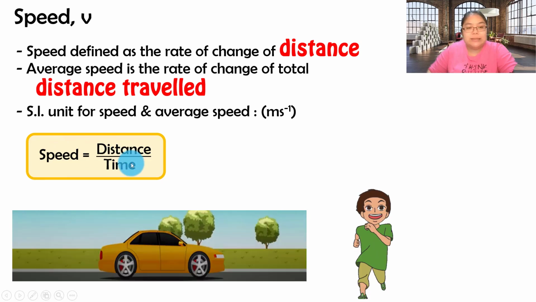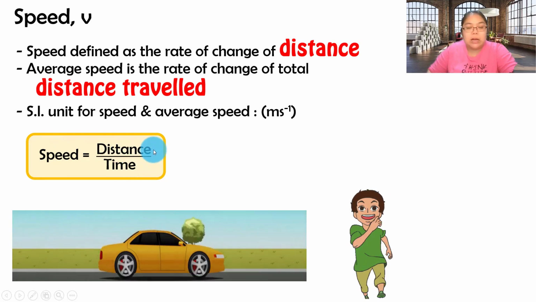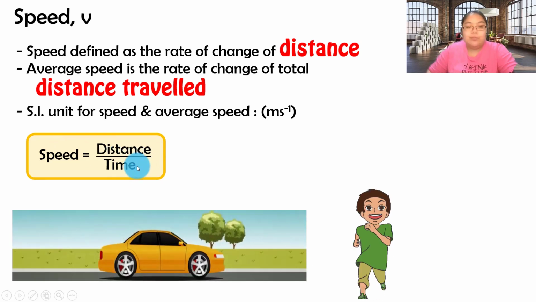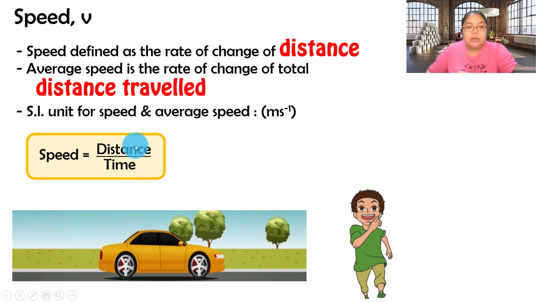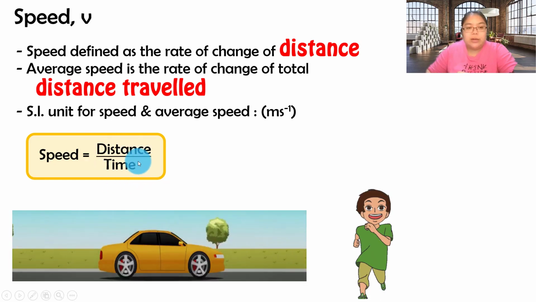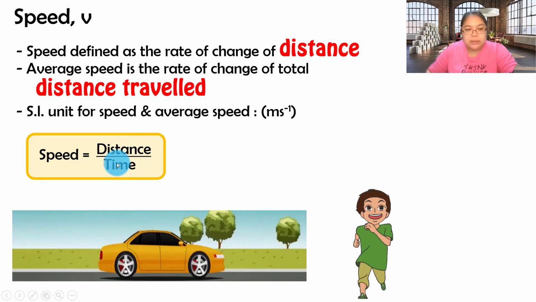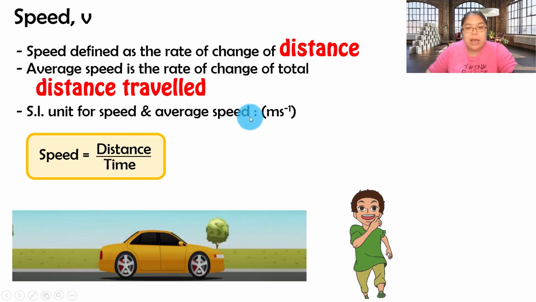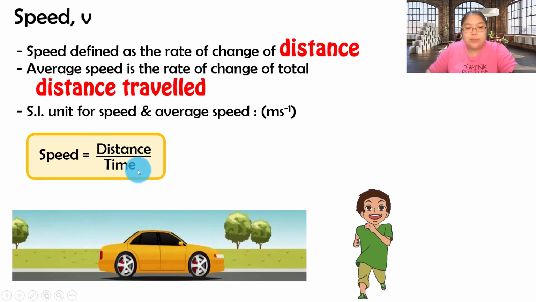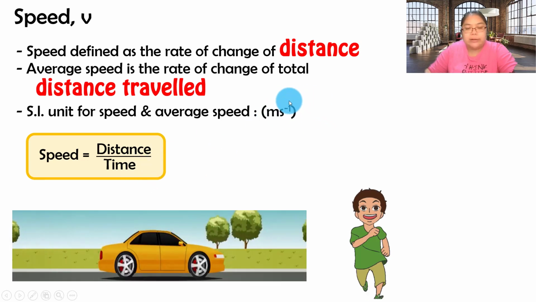Speed equals distance over time. Distance, just now I showed you, is in meters. Time we're using seconds. So if I do the calculation, the formula is m over s. Okay, so from here, the unit is m s^-1, because I bring the s up, so I put -1.